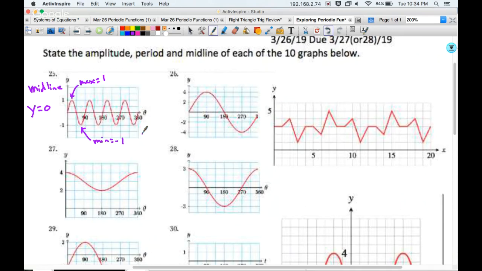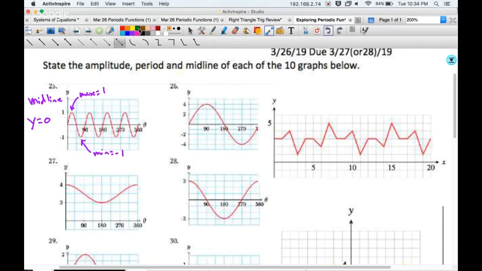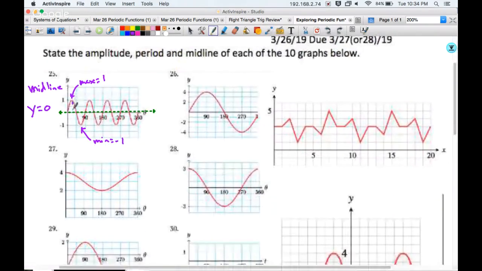The amplitude is then the distance from that midline. Let me draw it in as a dotted line. All right, across there, a little thinner. The amplitude is the distance from that midline to get up to the max or the min. So that distance there, or that distance there, or that distance there, any of them work. They should all be the same. Our amplitude equals 1 here.